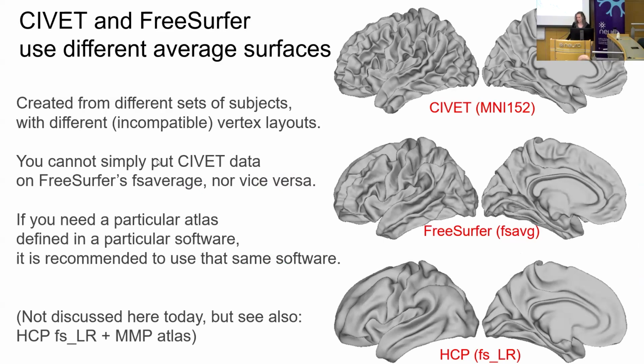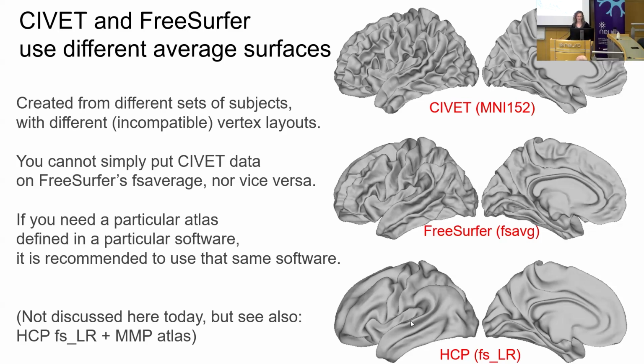So you cannot simply process CIVET data and put it on FreeSurfer's FS average, nor vice versa. So if you know in advance you need a particular atlas defined in a particular software, it's recommended that you use the same software. On the bottom, I added another bonus thing from the Human Connectome Project.